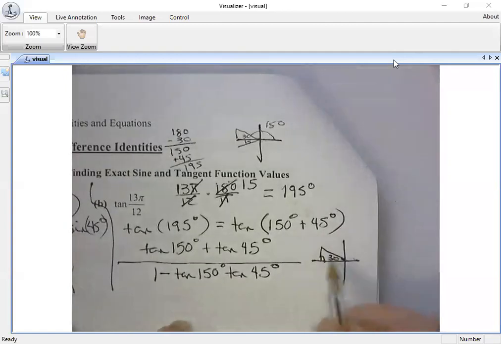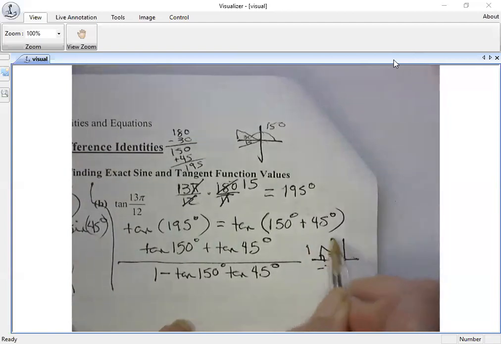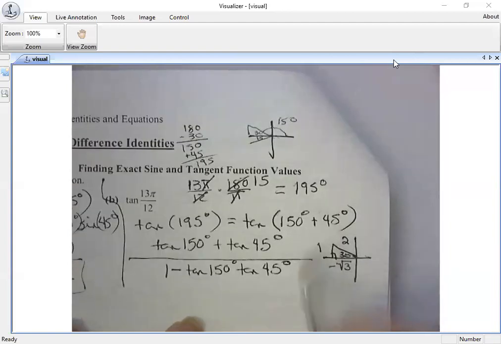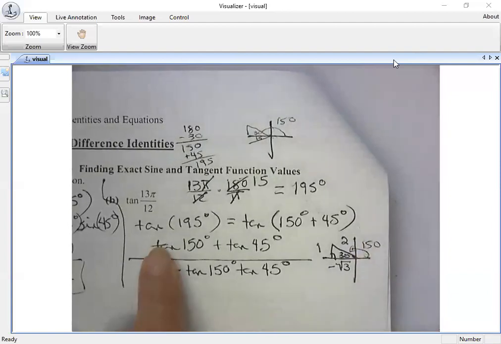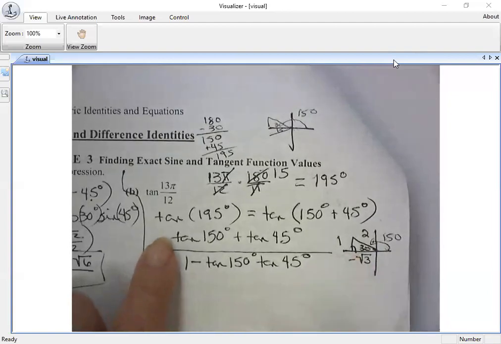And if I have 30 degrees here, what's this side length? 1. What's this side length? Negative square root of 3. And this would be a positive 2. All right, so this is the triangle that I will use when I need the tangent of 150. Okay, so the tangent of 150 is what?